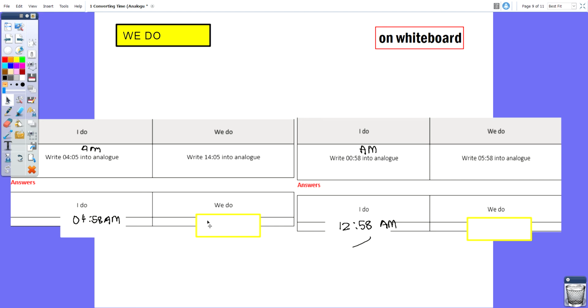Okay, so you unpause the video. This one here is 2:05 PM because we've gone past 12, we've got PM as the afternoon, and it's 2 hours past 12 because it's 14, so we have 2:05 PM. This one here we have AM because it's before 12, so we've got 5:58 AM, and it doesn't matter if you put the 0 or whether you put just 5 on its own, both are correct.